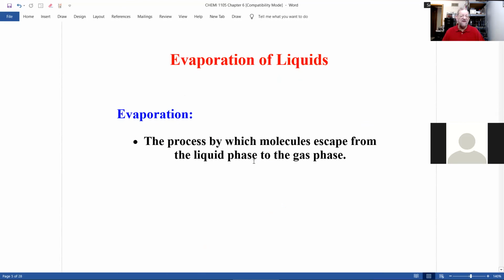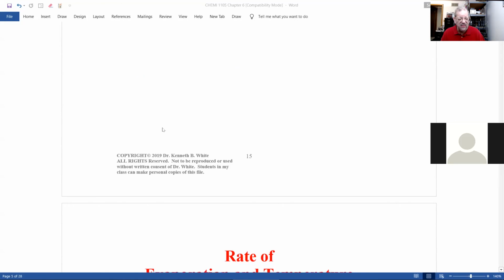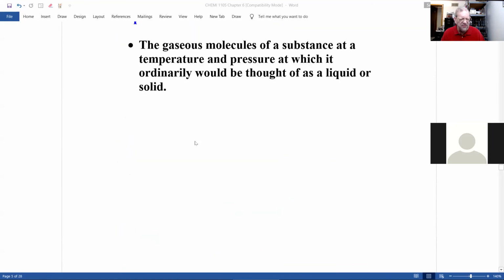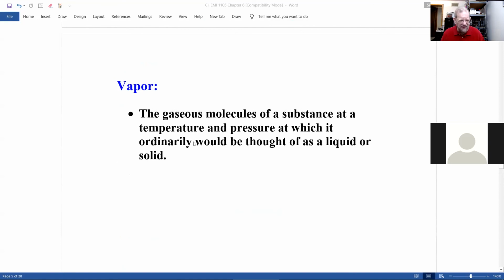I talked about the evaporation of liquids, and let's talk about that. I talked about the effect of temperature: the higher the temperature, the faster liquids evaporate, and you form a vapor. That vapor is the gaseous molecules of a substance at a temperature and pressure where it ordinarily would be a liquid or even a solid.